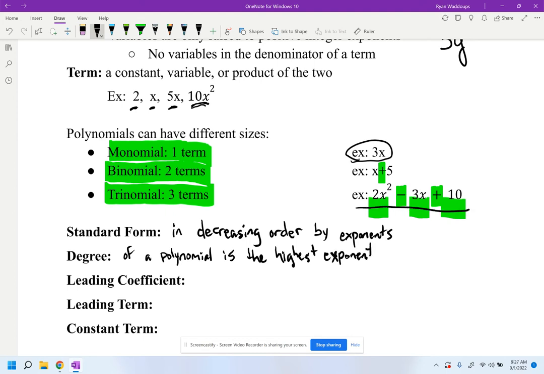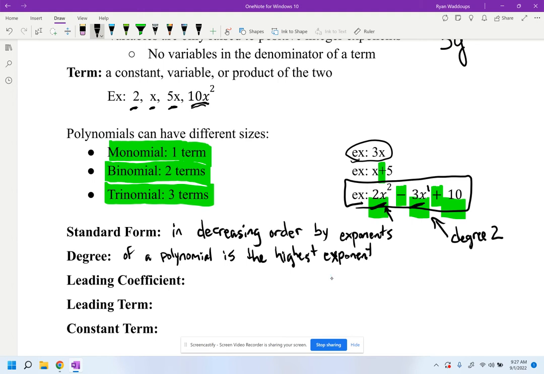So the degree of this polynomial, each term has a degree. The first term, degree 2. See, x has an imaginary little 1 written by it, so it's degree 1. And then 10 doesn't have a variable, so it's degree 0. And the degree of this polynomial is degree 2 because of that first term, it's degree 2.